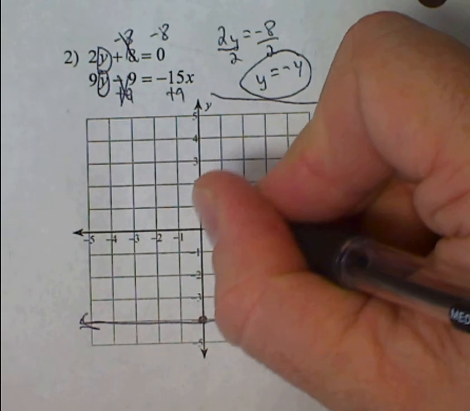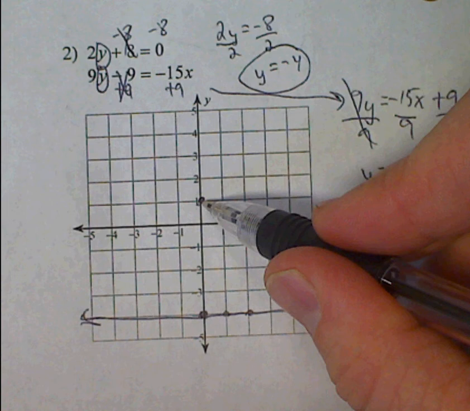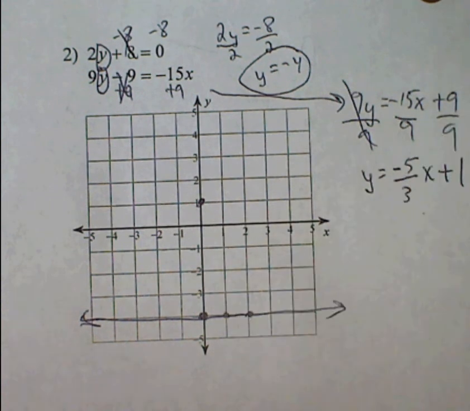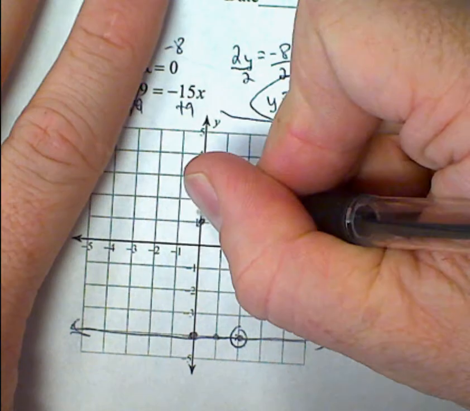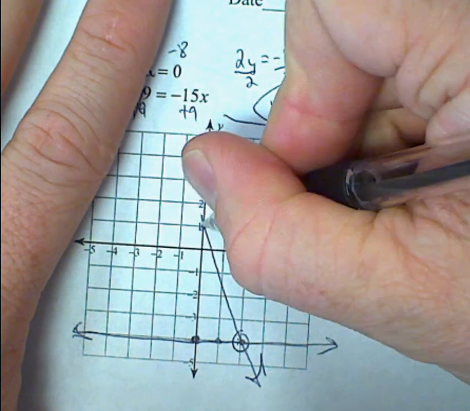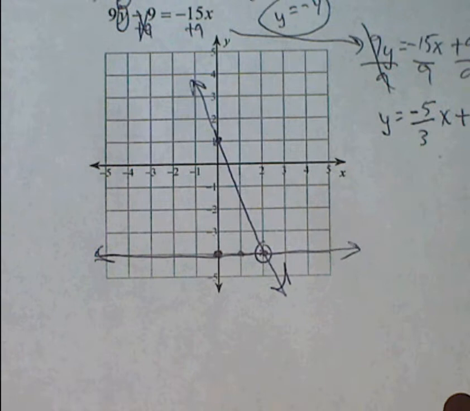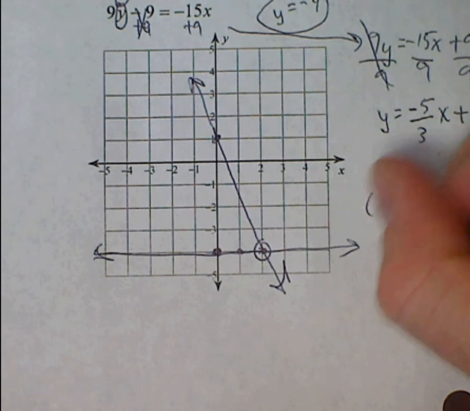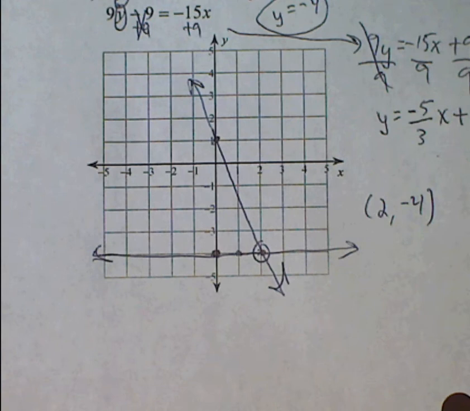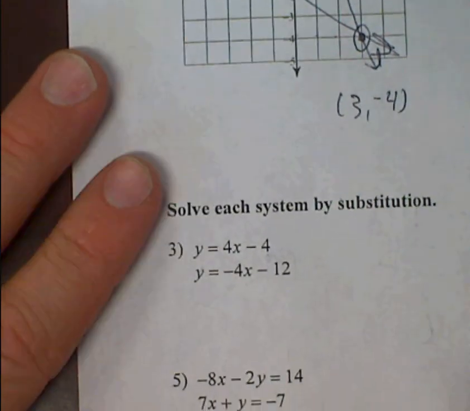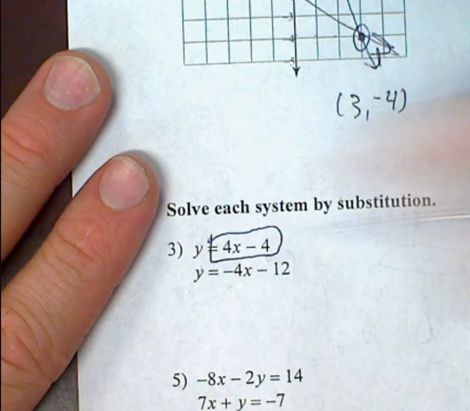I start at 1. I go down 5. 1, 2, 3, 4, 5 over 3. That's where they intersect. So my intersection is at 2, negative 4.